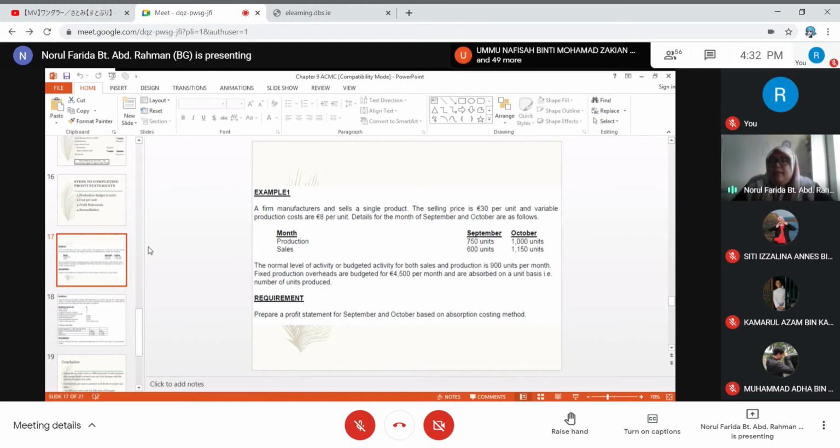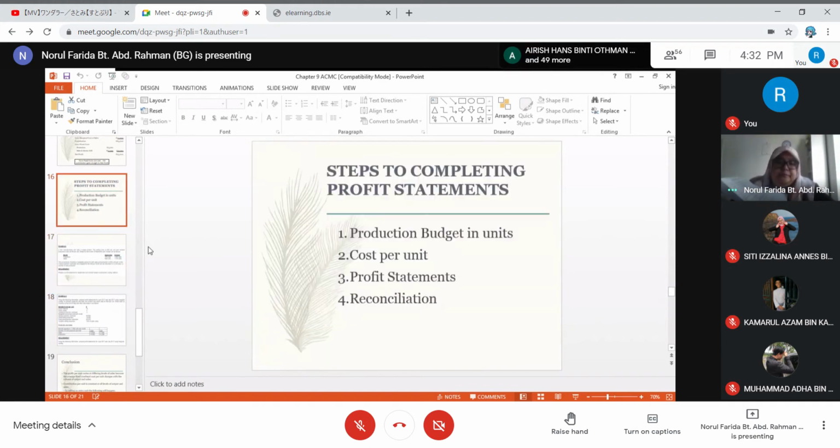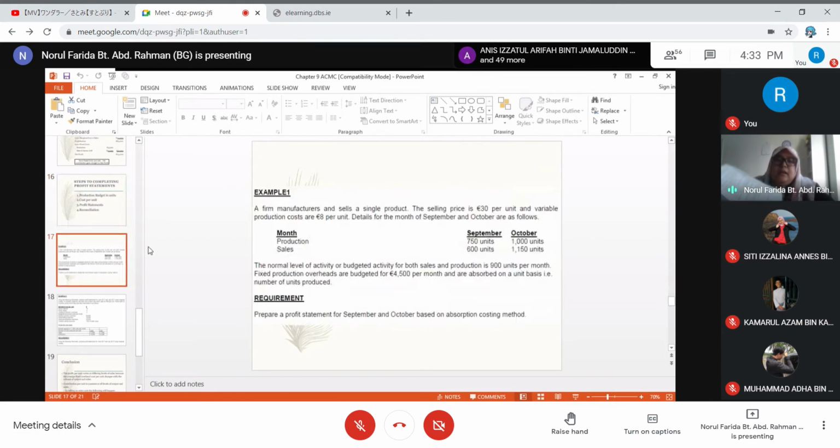Alright, profit statement tu adalah income statement lah. Profit statement adalah step nombor 3. So before you can do your profit statement, you need to buat production budget in units, cost per unit, and then you do profit statement. Kita tak akan buat reconciliation lah sebab ini example sahaja yang dia suruh buat hanyalah untuk absorption costing. Okay? Ada apa soalan setakat situ sebelum kita buat example?